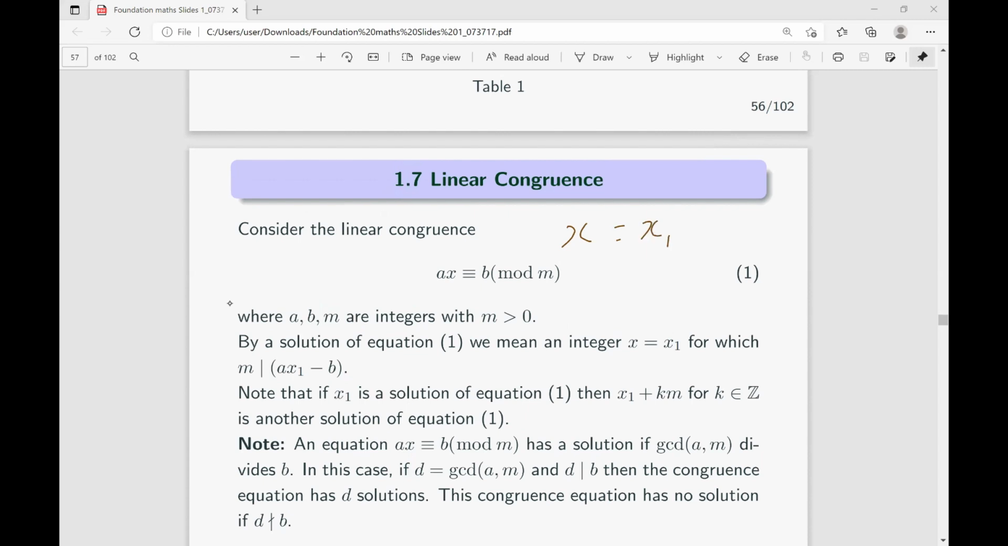When do we say that X1 is a solution? We say that X1 is a solution if X1 multiplied by A, minus B, if this result can be divided by M, then we say that X1 is a solution. That's what we mean by a solution.